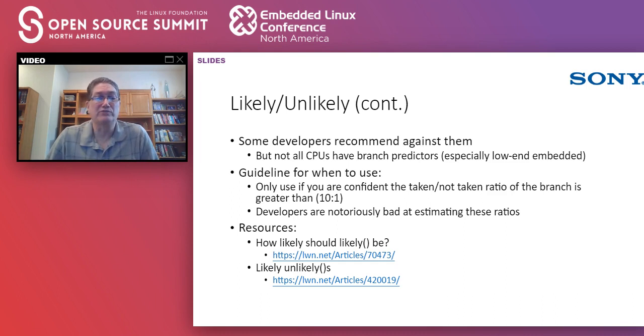The general guideline for when to use them is only if you are confident that the taken and not taken ratio of the branch is greater than 10 to 1. So if it's 90% likely or more, then that's okay. But you should note that developers are notoriously bad at estimating their ratios. If in doubt, just leave it off and let the CPU deal with it.